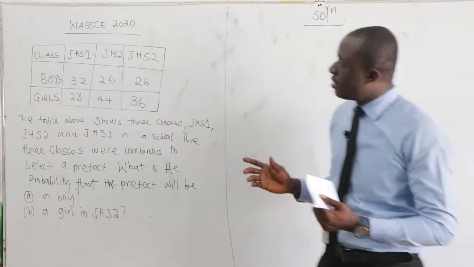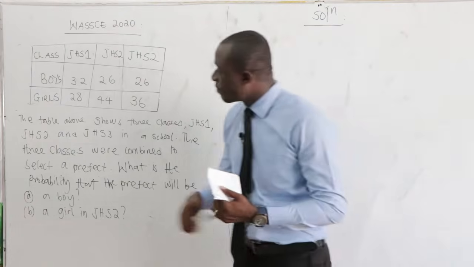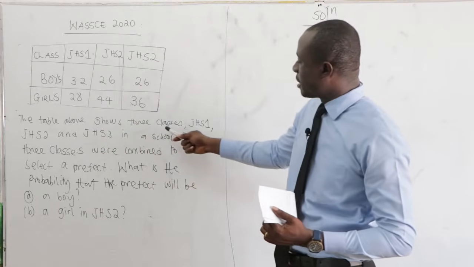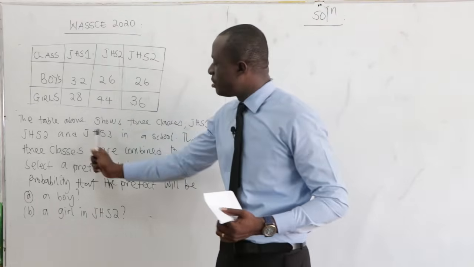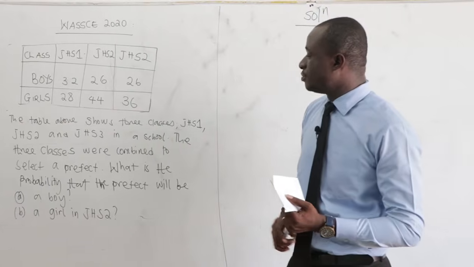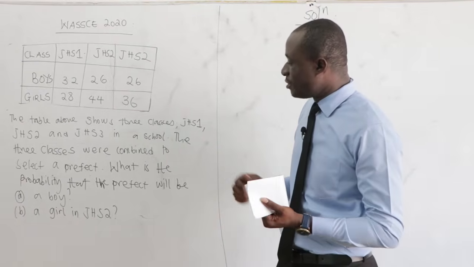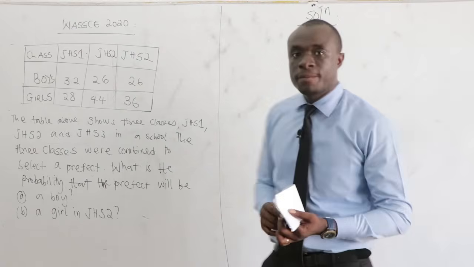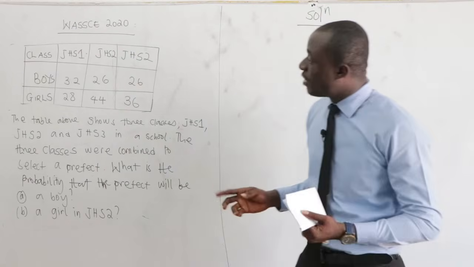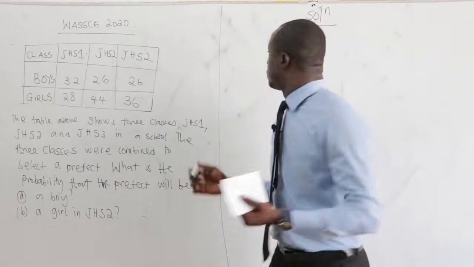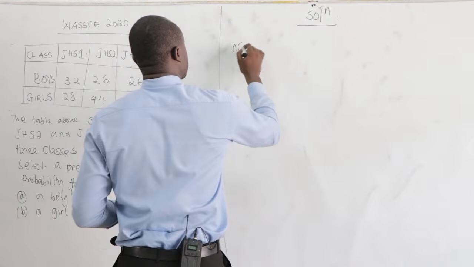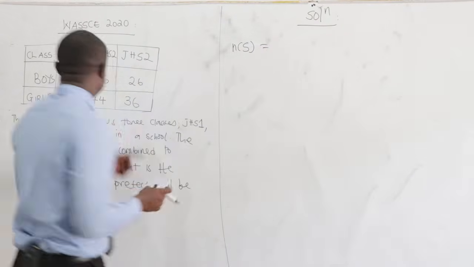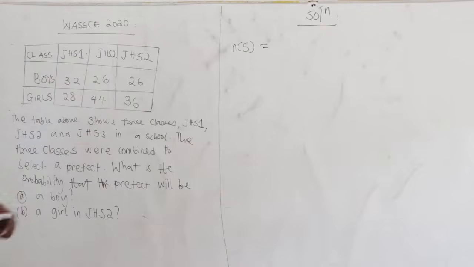Now let's consider this past question. This was 2020. The table above shows 3 classes, JHS1, JHS2, and JHS3 in the school. The 3 classes were combined to select a prefect. What is the probability that the prefect will be a boy? So first we have to know the sample space. Our sample space is the addition of all the students in the school.